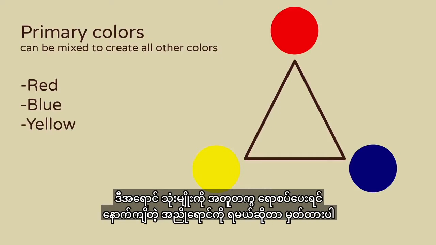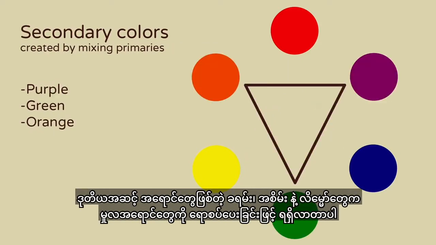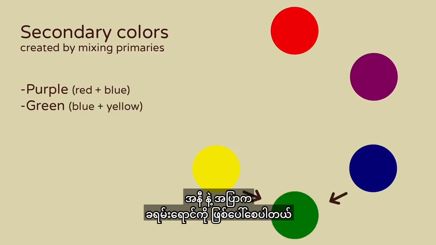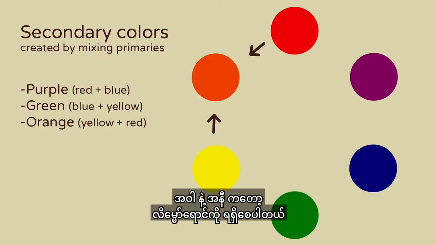Note that mixing all three together will make a muddy brown. The secondary colors, purple, green, and orange, are created by mixing primary colors. Red and blue makes purple, blue and yellow makes green, and yellow and red makes orange.